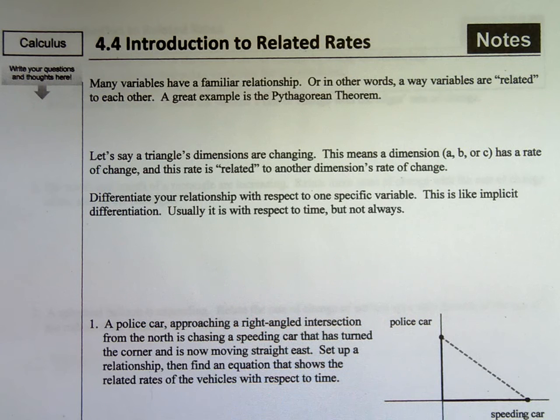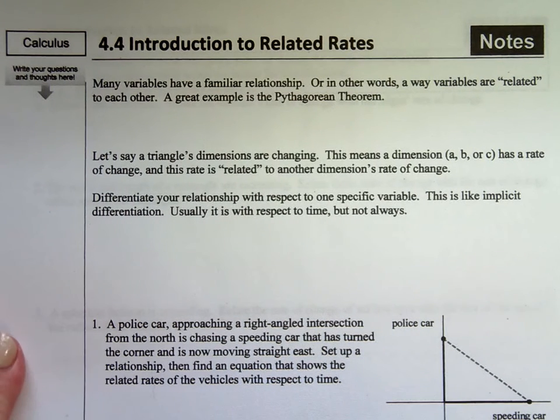So for example, when you blow up a balloon, think about a balloon. You blow up the balloon, what's changing? Well, the volume of the balloon is changing, because the more air you put in there, the bigger the volume is. And the other thing that's changing is the radius, because it's getting larger. So there's two values within your formula that are changing at exactly the same time. If you wrap your brain around that concept, that's really what related rates are. So many variables have a familiar relationship.